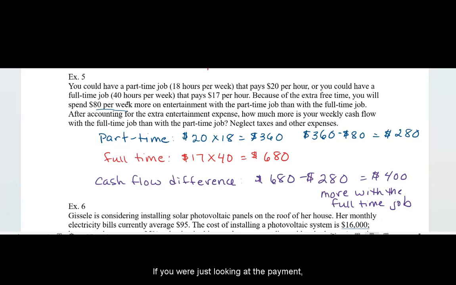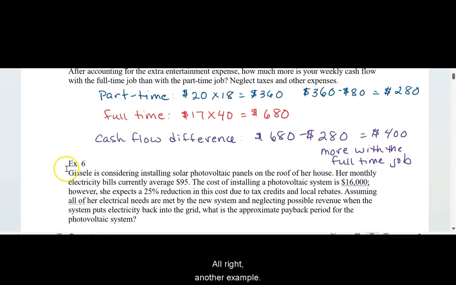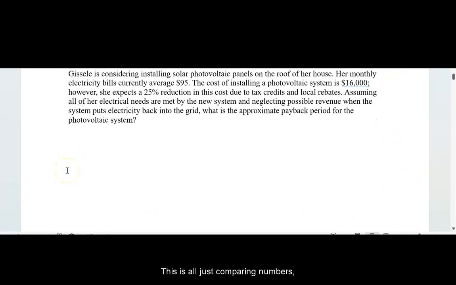All right, so that would be the difference. If you were just looking at the pay, it would be 320 more. But because you're spending more on entertainment, that's why we ended up with the $400 more. All right, another example. This is all just comparing numbers, looking at budgeting.